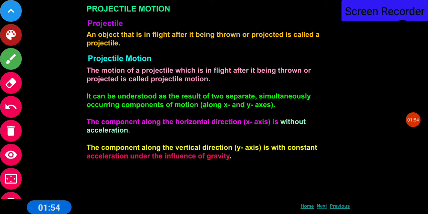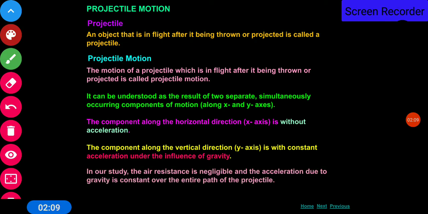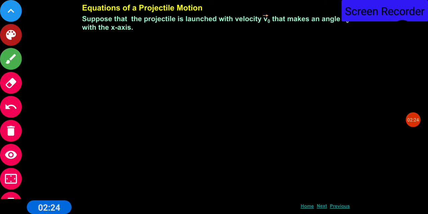So the motion of the projectile is in two directions, x component as well as y component. The x component is without acceleration and the y component is under constant acceleration equal to the acceleration of gravity. In our study, the air resistance is negligible and the acceleration due to gravity is constant over the entire path of the projectile. So let us discuss the equation of projectile motion.